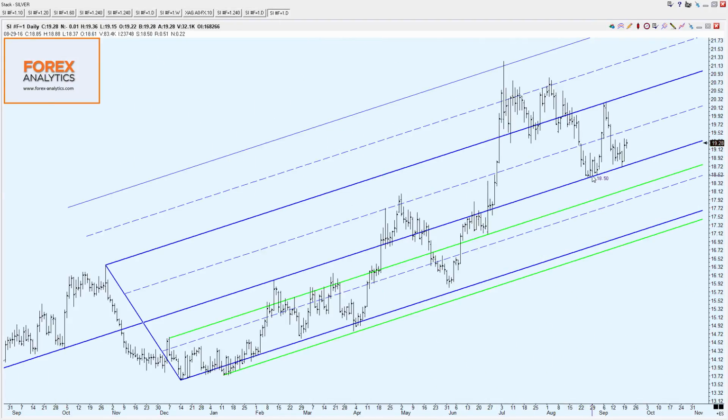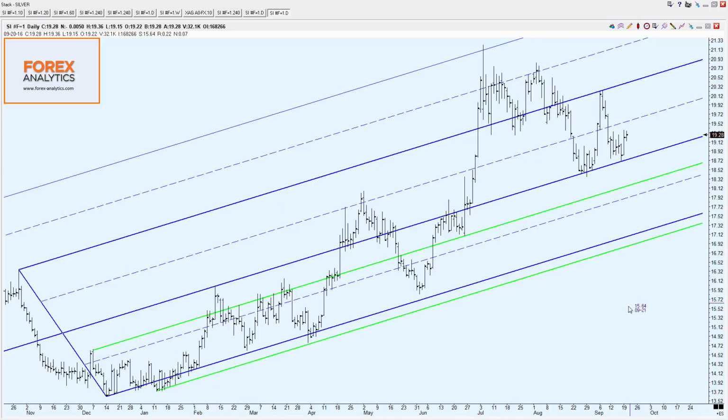Because going back here, we're at the median line. We've got support at the median line. And just one other thing on this chart before we move on, because you're probably sick and tired of silver by this stage.